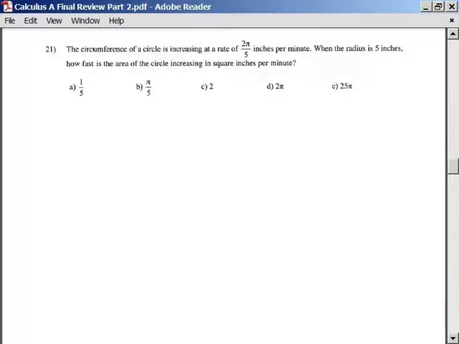All right, another related rates question. This one says the circumference of a circle is increasing at a rate of 2 pi over 5 inches per minute. Now it says circumference. Let's not forget what a circumference is. Circumference is pi d, or 2 pi r, because 2 times r equals d. And it says that dC over dt equals 2 pi over 5.